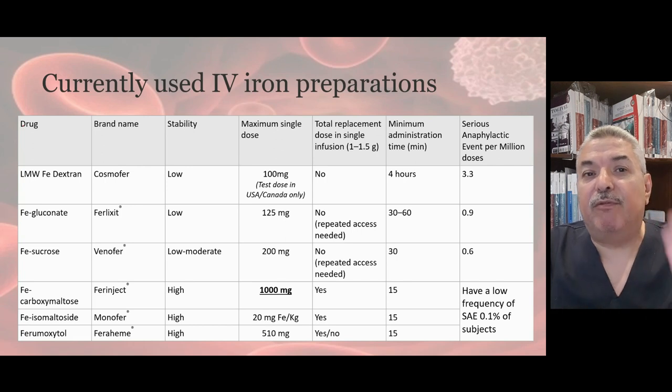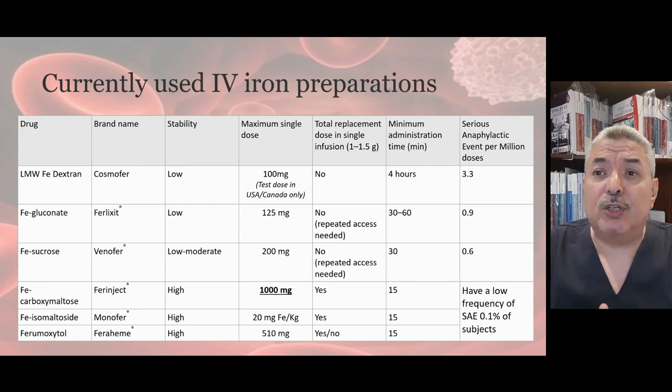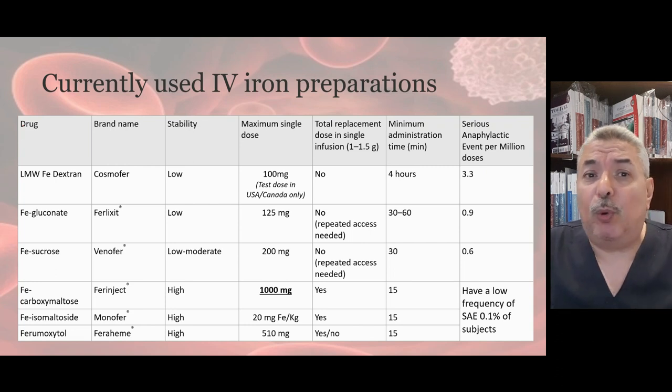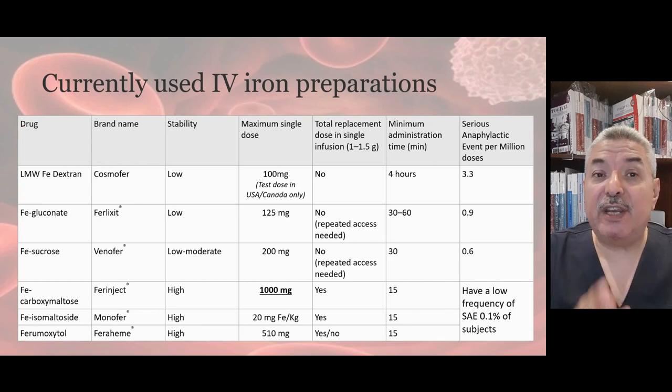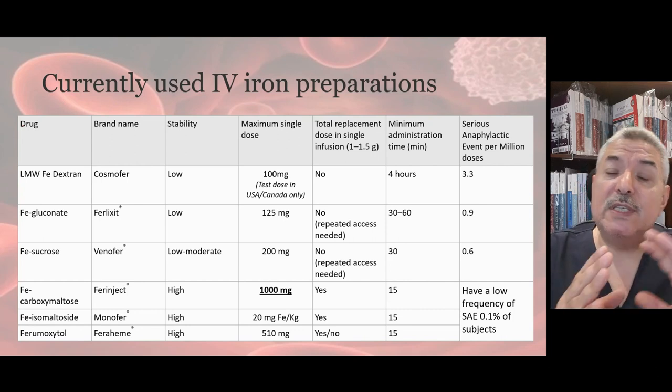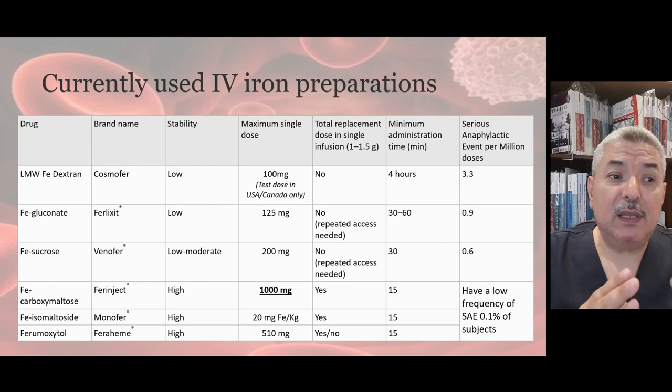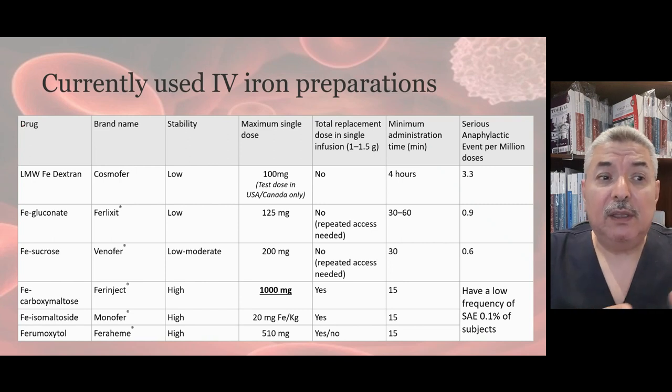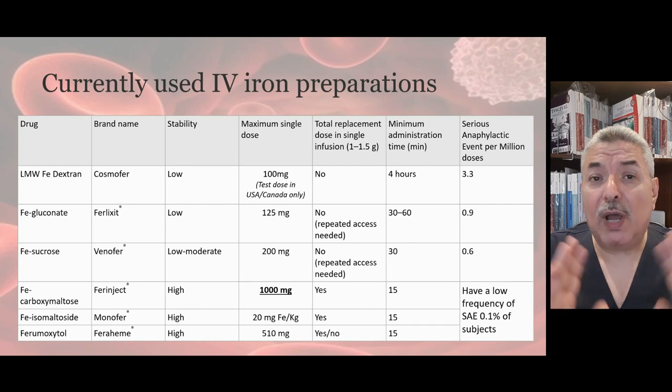So this means that we have more toxicity. Even with the toxicity, the serious adverse reactions of iron gluconate is 0.9 per million infusions. The ferinject is very stable. The iron sucrose is less stable. And there is the iron isomaltoside and ferumoxytol. These two I haven't used.